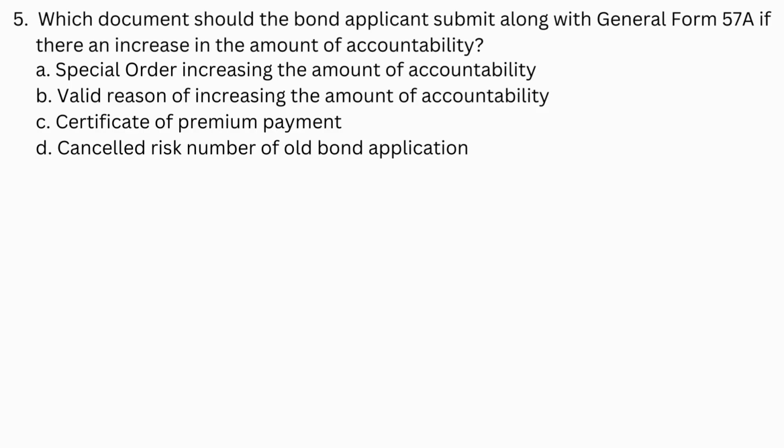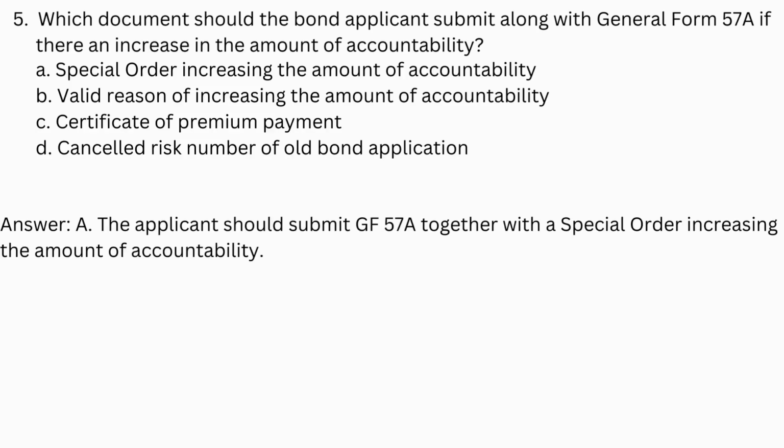Number 5. Which document should the bond applicant submit along with General Form 57A if there is an increase in the amount of accountability? A. Special order increasing the amount of accountability. B. Valid reason of increasing the amount of accountability. C. Certificate of premium payment. D. Cancelled risk number of old bond application. Answer, letter A. The applicant should submit General Form 57A together with a special order increasing the amount of accountability.